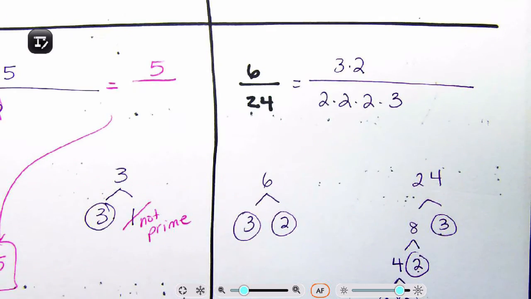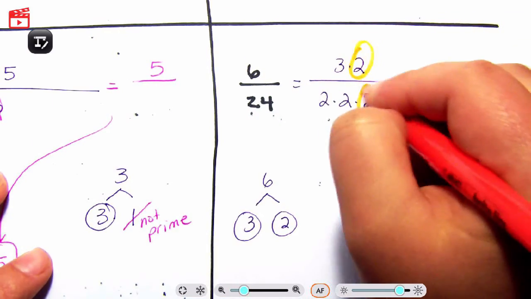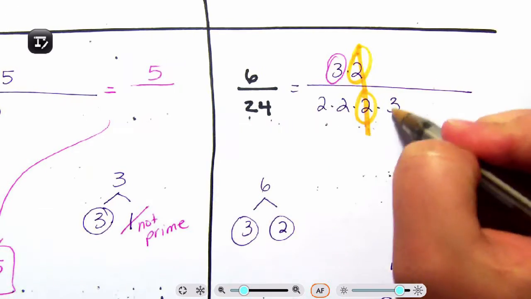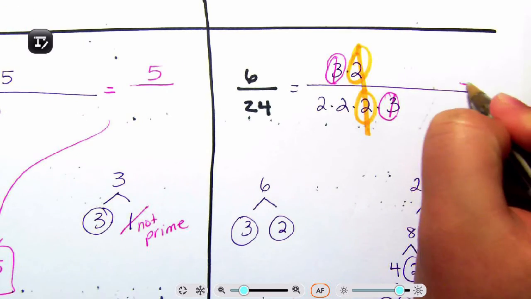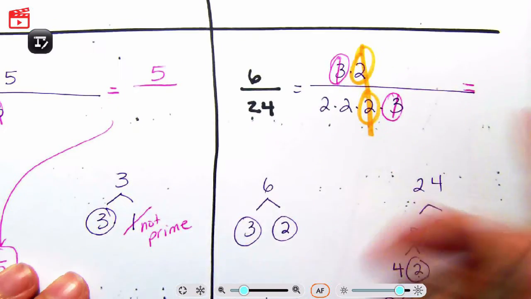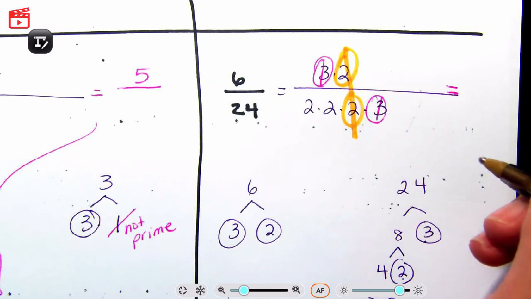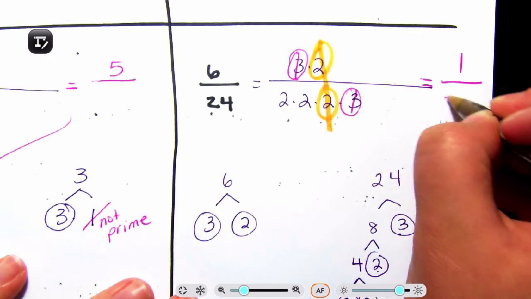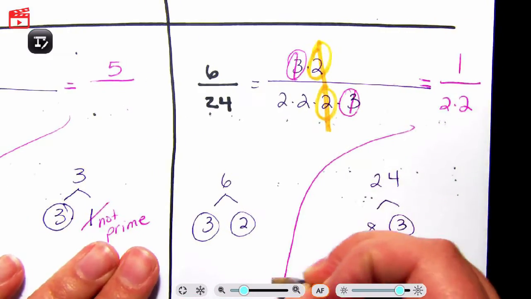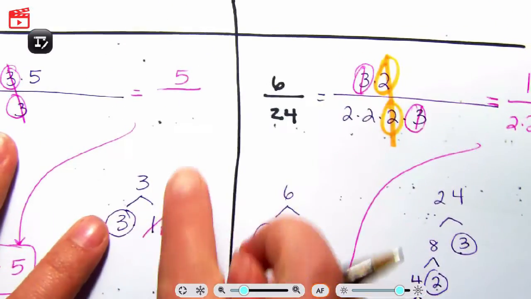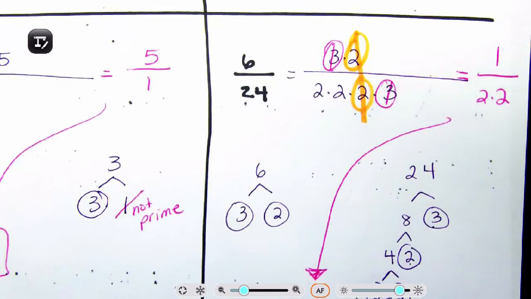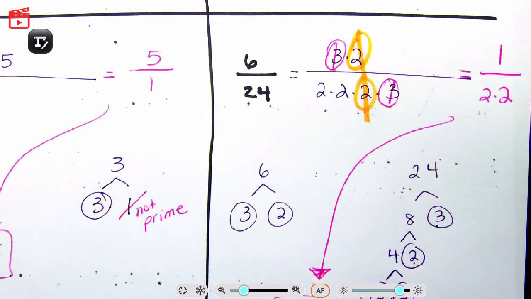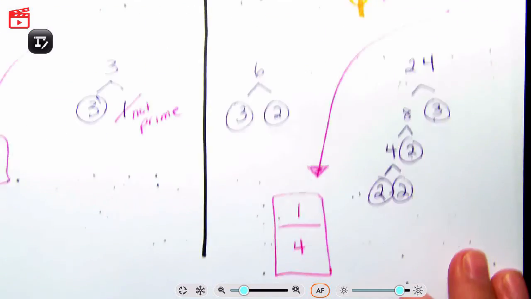Let's see what I got. I have a 2 on top, 2 on the bottom. Yay, that goes away. What else do I got? I got a 3 on top, 3 on the bottom. Yay, that goes away. Now this is where it's different. Whenever you have nothing on the top, that means there's a 1. So I have 2 times 2 left over and a 1 on top. Again, if there's nothing there, there's a 1. So I have 1, 2 times 2 is 4. So my fraction is reduced to 1/4.